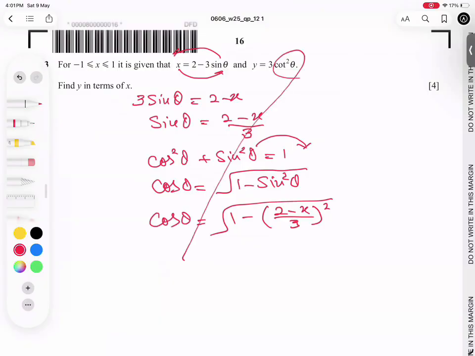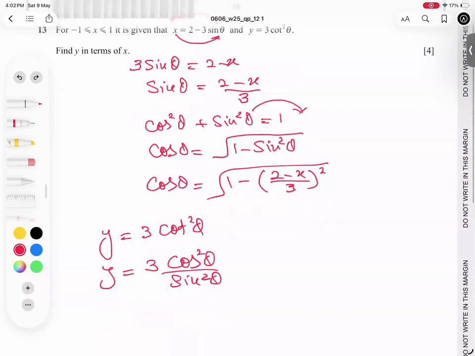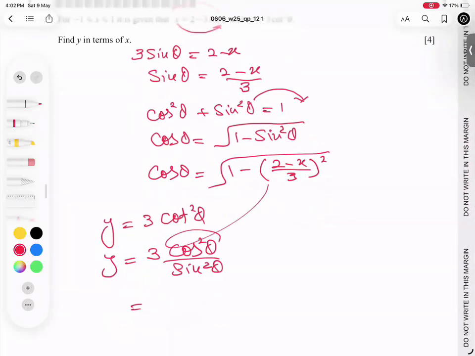I'm looking for cot square. What is a cot square? So y is equals to 3 cot square. Cot square we have already been given. Cot means cos over sine. So this value without root is coming up and this value is going down. I hope the point is very clear. So as I said before, I'm going to replace the value, but this is without root.